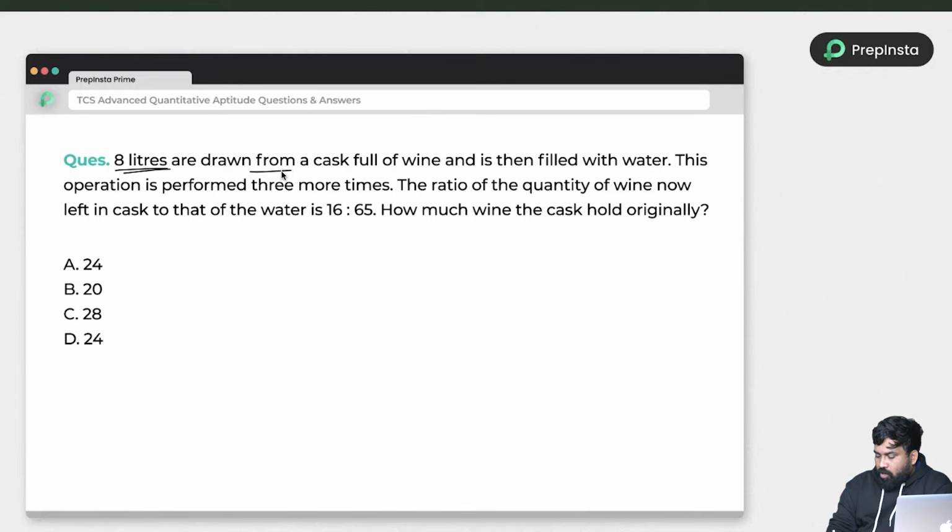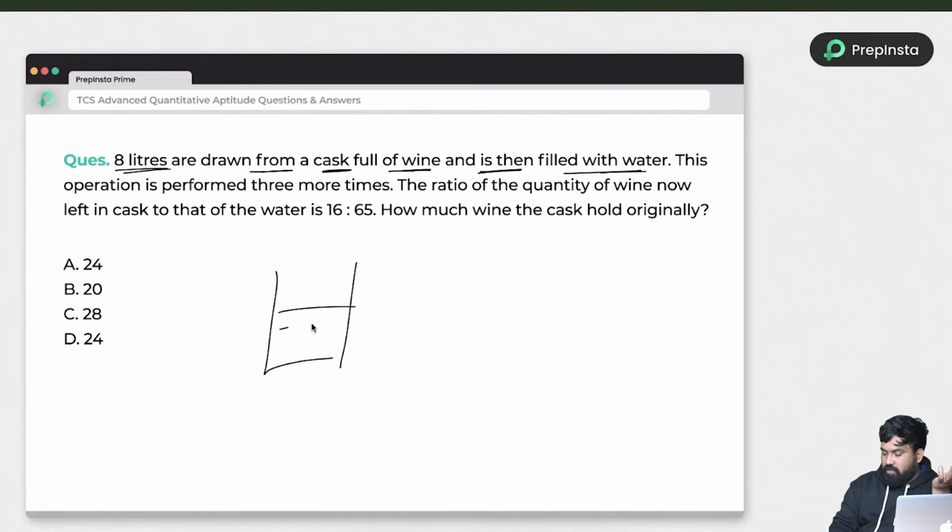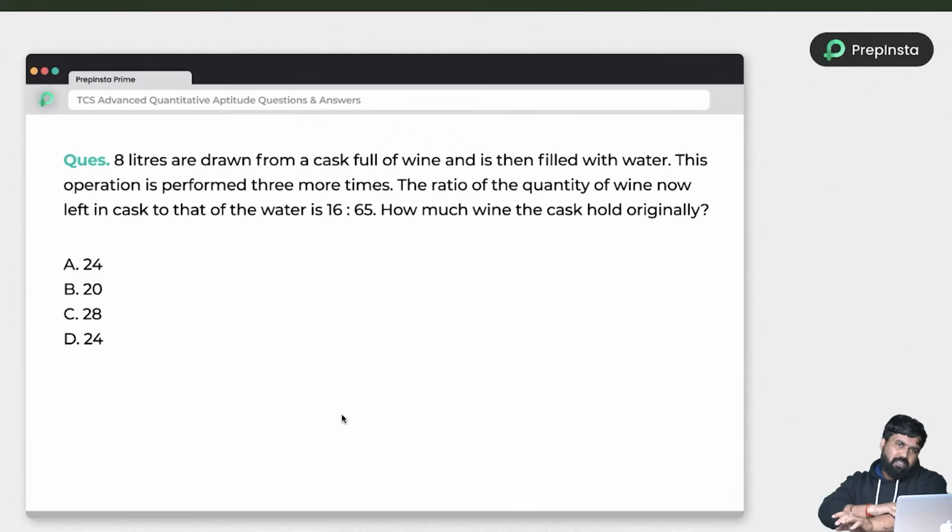8 liters are drawn from a cask full of wine and it is then filled with water. So actually initially the cask is full of wine. We don't know how much wine was there. So I am just explaining here. I am not doing this as a real-time example. In the real exam we won't do this type of drawing and everything, right? So just to help each and every student understand, I am explaining this. So okay, let's do it from the perspective of the examination only.